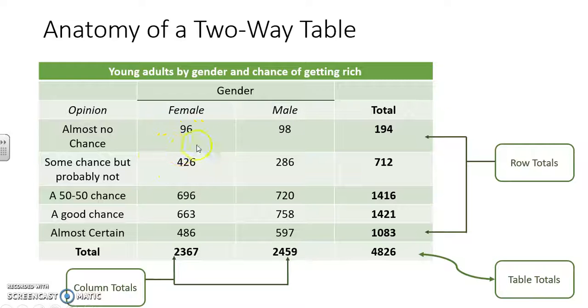Those are the counts. Now here, in this vertical column here, we see all our row totals. So we know the total number of people in the sample who said there was almost no chance of getting rich was 194, while the chance of almost certain that they would get rich is 1,083. That's our row totals. Here are our column totals, which tell us the total number of our gender variables, 2,367 female and 2,459 male. And this final block right here, 4,826, tells us our table totals and exactly how many people participated in this sample.